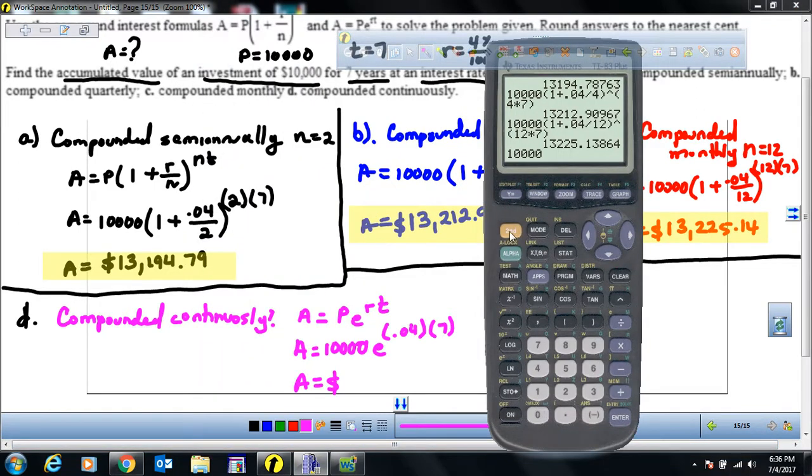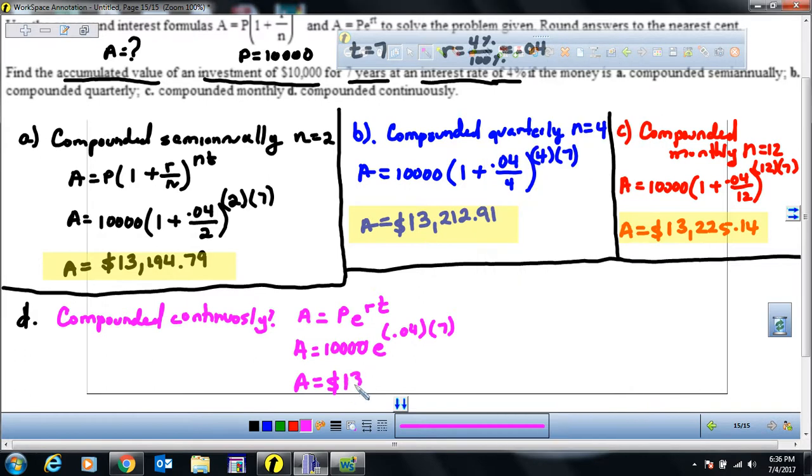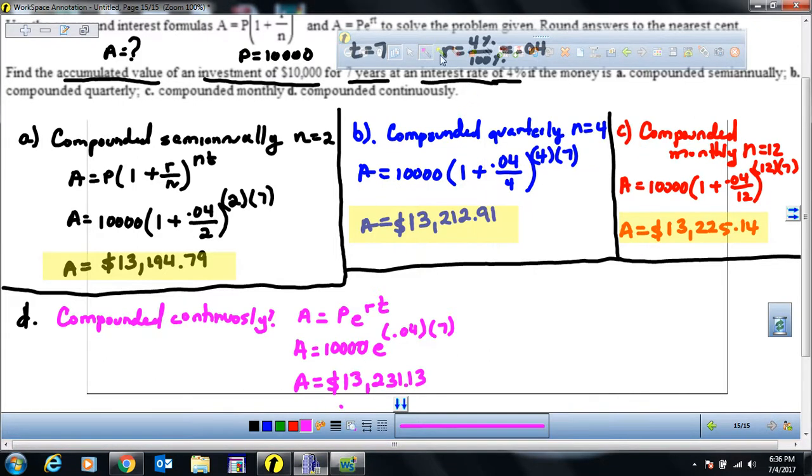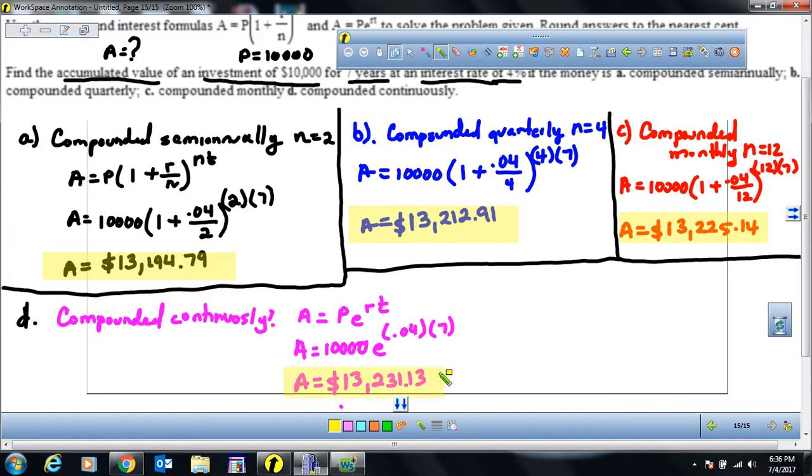$10,000 times e, second ln, raised to the 0.04 times 7, and close the parentheses. And we're going to accumulate $13,231 with 13 cents. And this is basically all that needs to be taught from section 4.1, which is exponential functions and their graphs.